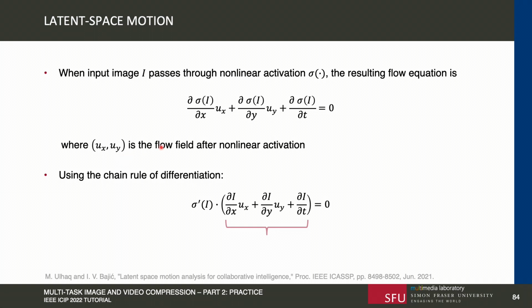This time, using the chain rule of differentiation, we can in fact pull the derivative of the activation outside of this bracket, and again we see that what remains in the bracket is the same flow equation that existed in the input, and again the same conclusion applies. If you make this term in the bracket equal to 0, that provides one solution of the new flow equation. So the flow before nonlinear activation is one solution of the flow after nonlinear activation.